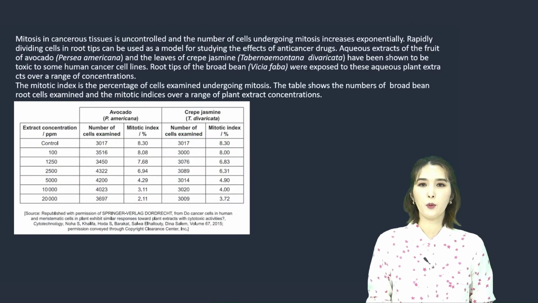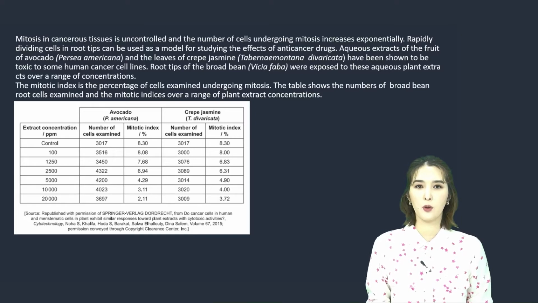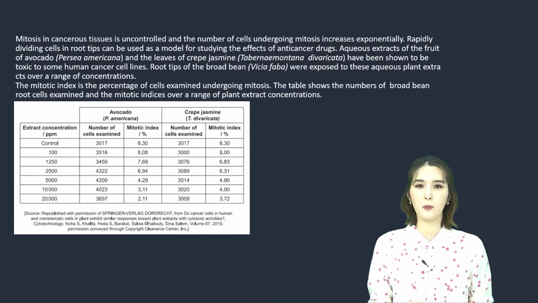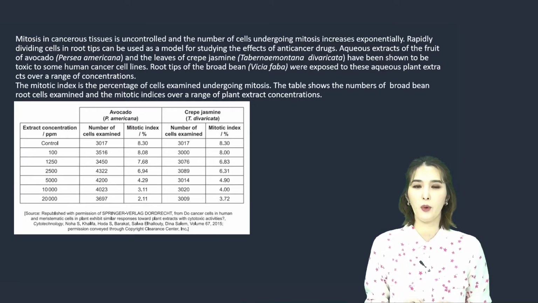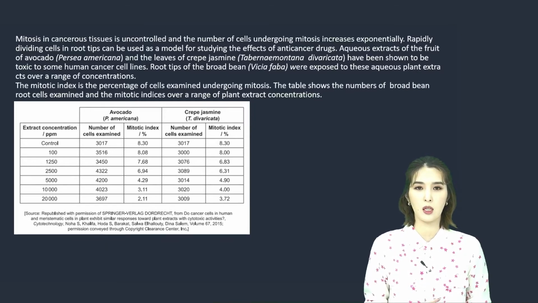So this question focused on mitosis. It gives you a whole blurb about some of the extracts used from avocado and crepe jasmine. And they are basically looking at the effect that avocado extract and crepe jasmine extracts have on mitosis. Now, as you can see, the mitosis comparison is done in mitotic index, which is basically the percentage of cells undergoing mitosis given a certain set.